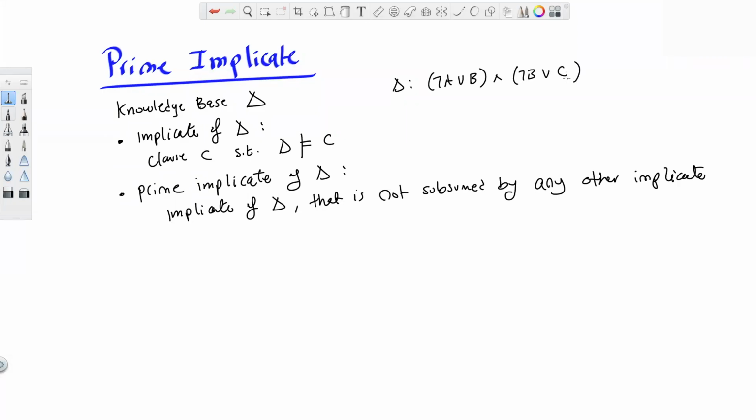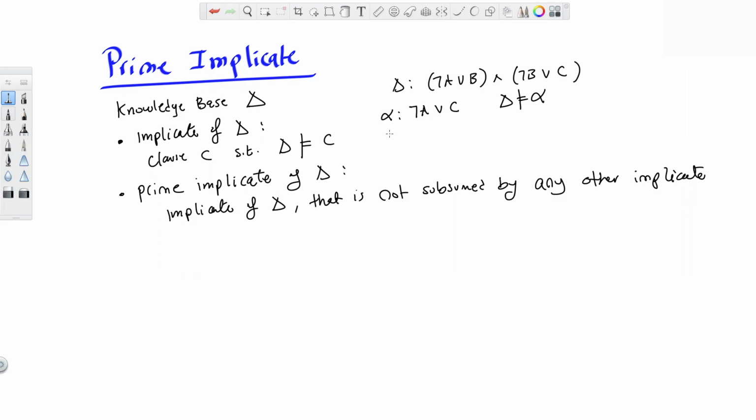That's basically it. This is my knowledge base. So question: is "not A or C", let's call it alpha, an implicate of that knowledge base? This is a clause. It satisfies the first condition. Does it follow from this? You should be able to show that this follows from that using resolution, right? If I resolve on B, I'm going to get this. So indeed, in this particular case, I do have that delta implies alpha. And in that particular case, alpha is an implicate.